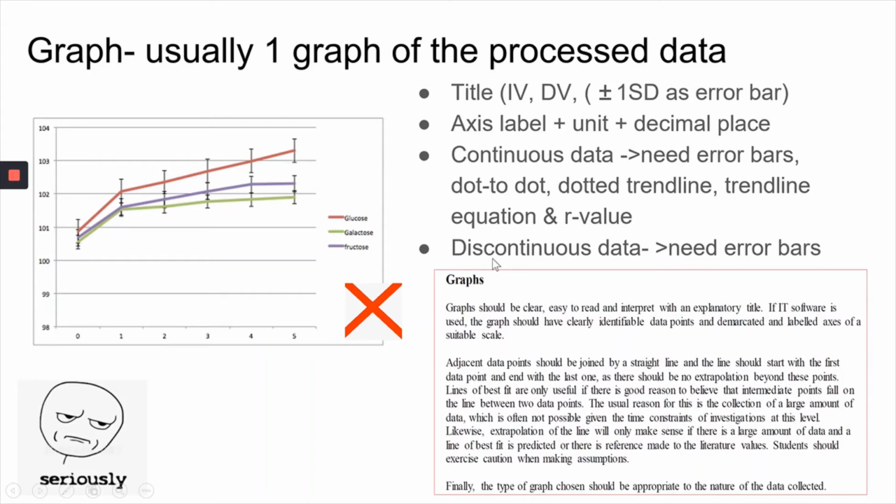And for example, if your IV is discontinuous, then you should use a bar chart. And even in a bar chart, you still need the error bar. But you don't need the trend line because there's no trend there.